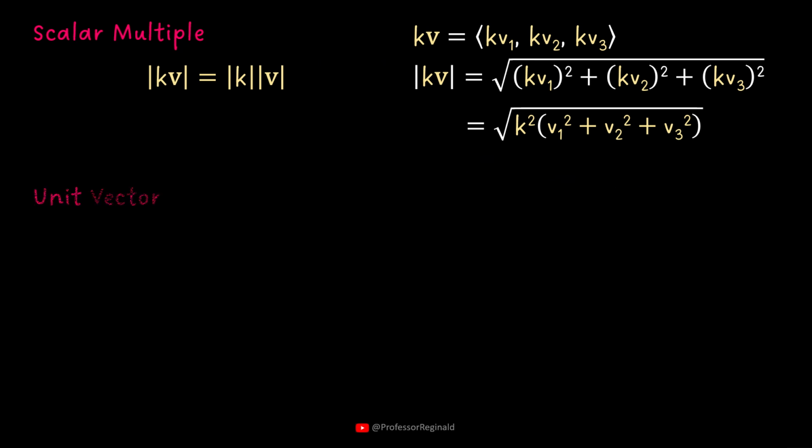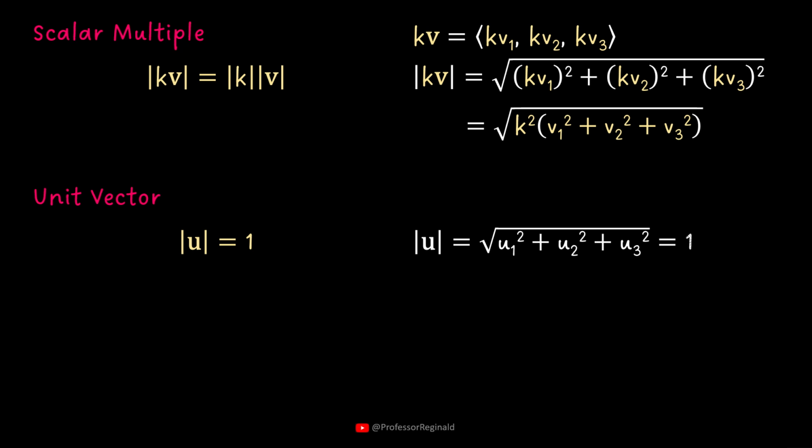Unit vector. A unit vector is any vector whose norm is equal to 1. It can take any direction, but the norm stays at 1. Note that the vector 1, 1, 1 is not a unit vector because its length is actually equal to the square root of 3.